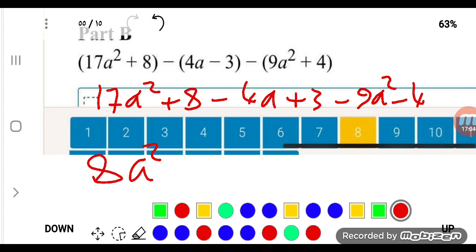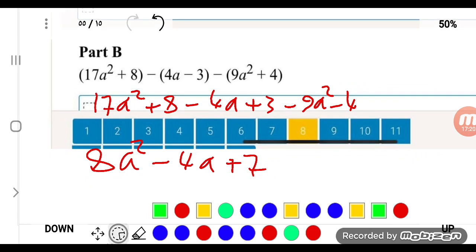Then minus 4a doesn't have a like term, so I write it as it is, minus 4a. Then I have 8 plus 3, 11, minus 4, 7. So plus 7, and that is the final answer.